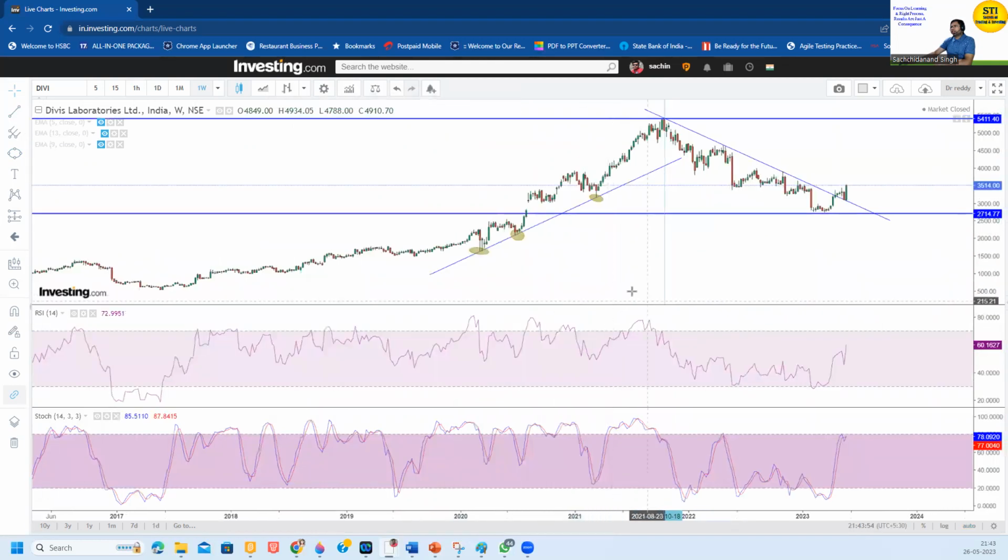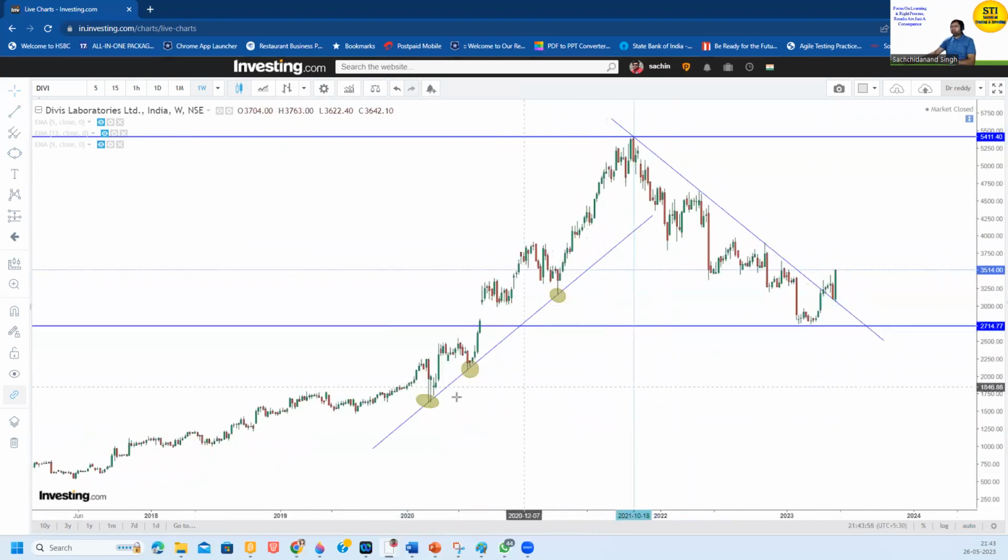So these are the three places where the price of this Divi's Lab stock took the support and moved further. So if we connect all these, it will be treated as a support line because it took the support and price moved further. Okay, so typically there will be two kinds of resistance. One is the horizontal resistance line and another is a slanting resistance line, and similarly two kinds of support also. One is horizontal and there is the slanting one.